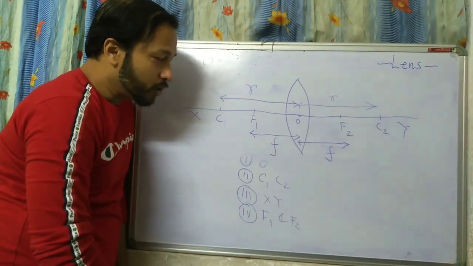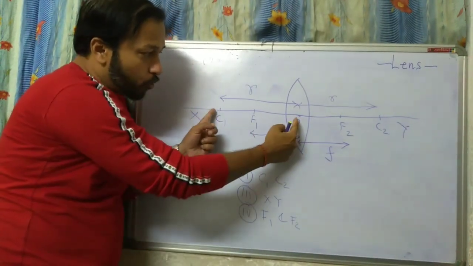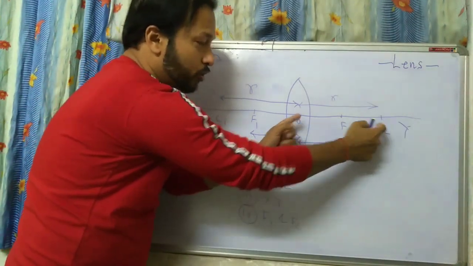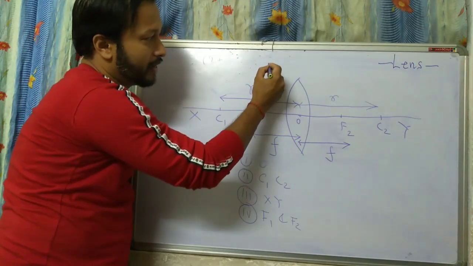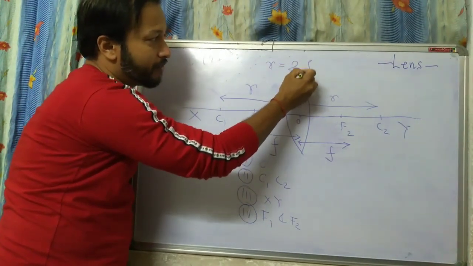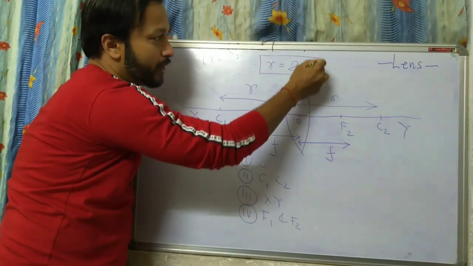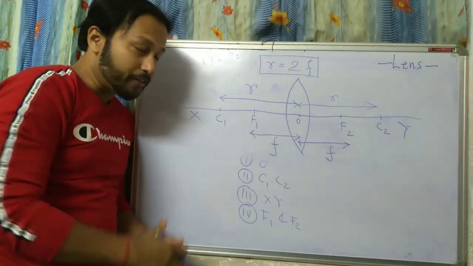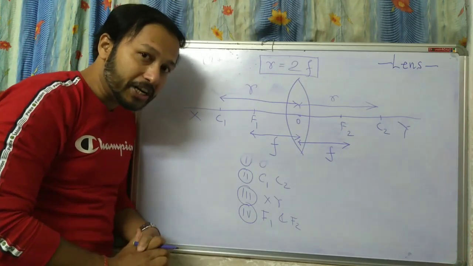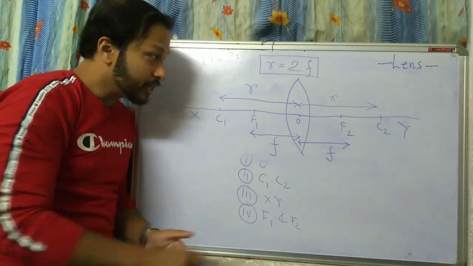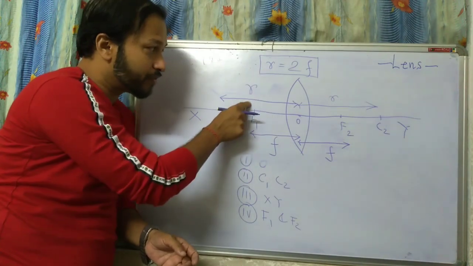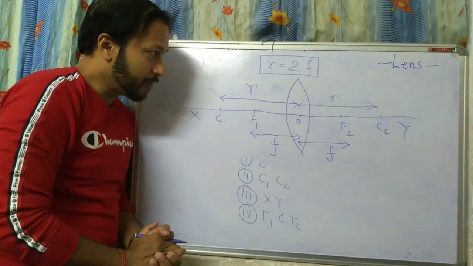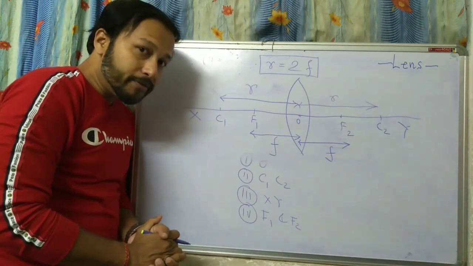And as I told you, F1 is the midpoint of OC1 and F2 is the midpoint of OC2. So I can say that R equals 2F. This is the relation between radius of curvature and focal length. So if you get a question in the exam asking what is the relation between radius of curvature and focal length, you have to write this relation. R is radius of curvature and F is focal length. Got it? Fine.